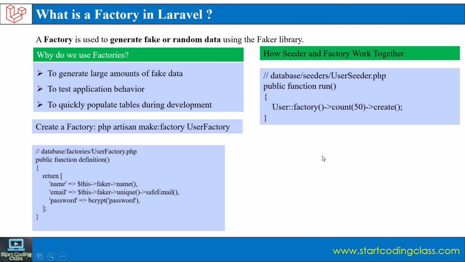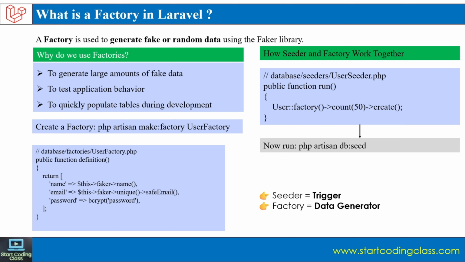Then you have to run the command php artisan db:seed. This command will create 50 records in your user table. So you can see this is very helpful. If you are in a staging environment and you want to test your application, it is very helpful. You can create 50, 100, 200, whatever records you want, and you can test your application. So the final point is seeder is just a trigger point and factory is the data generator. With the help of factory, you can generate a large amount of data.